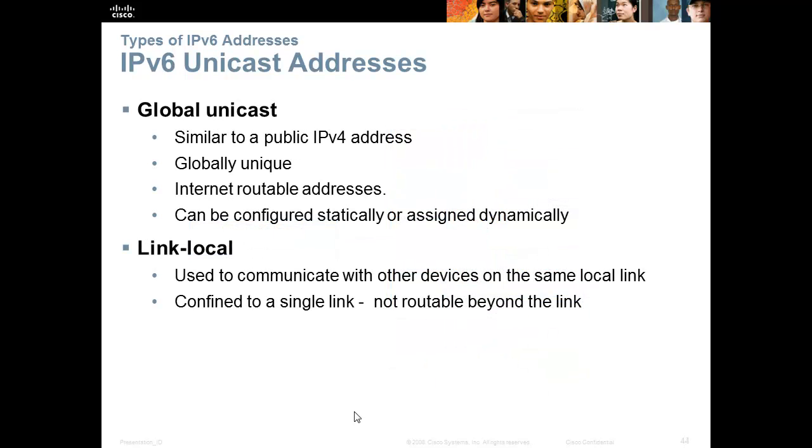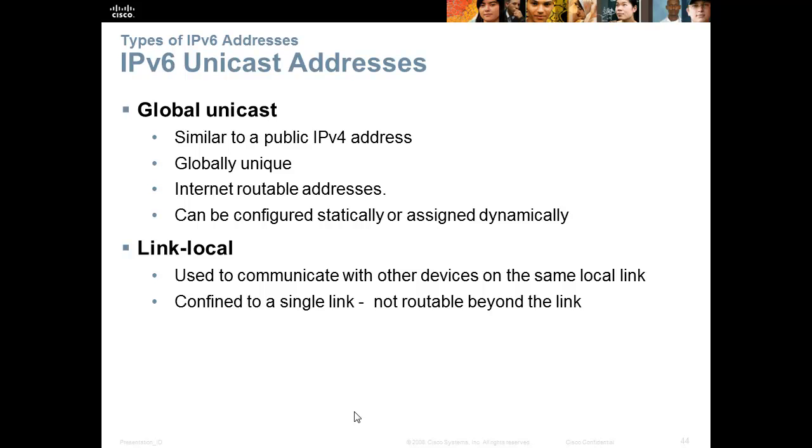The global unicast address is similar to a public IP version 4 address. It's globally unique. This is the address that we would use out on the internet. Only one computer is going to have a global unicast address. It's not going to be duplicated. This can be configured statically, or it can be assigned dynamically through IP version 6 DHCP or SLAAC.